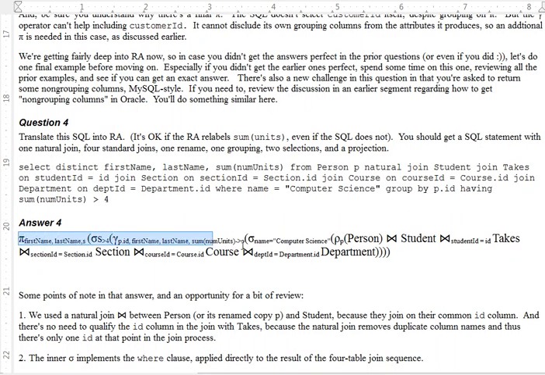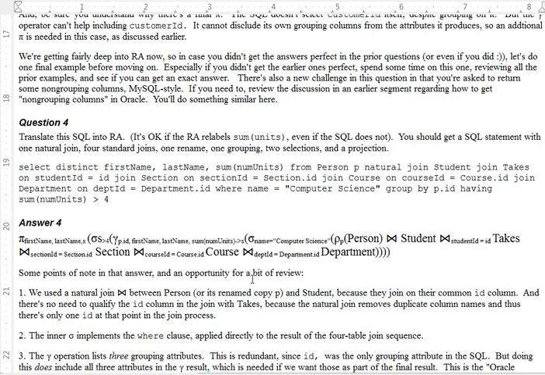So after what may have been some thought there, here is a reasonable answer. And let's go over that point by point, since there are several points of note in that answer, and this is an opportunity for a bit of review. First of all, we used a natural join between person, or to be precise, its renamed copy, P, because they join on their common ID column, both in the SQL and in the RA. And there's no need to qualify the ID column in the join with takes, because the natural join removes duplicate column names, and thus there's only one ID at that point in the join process.